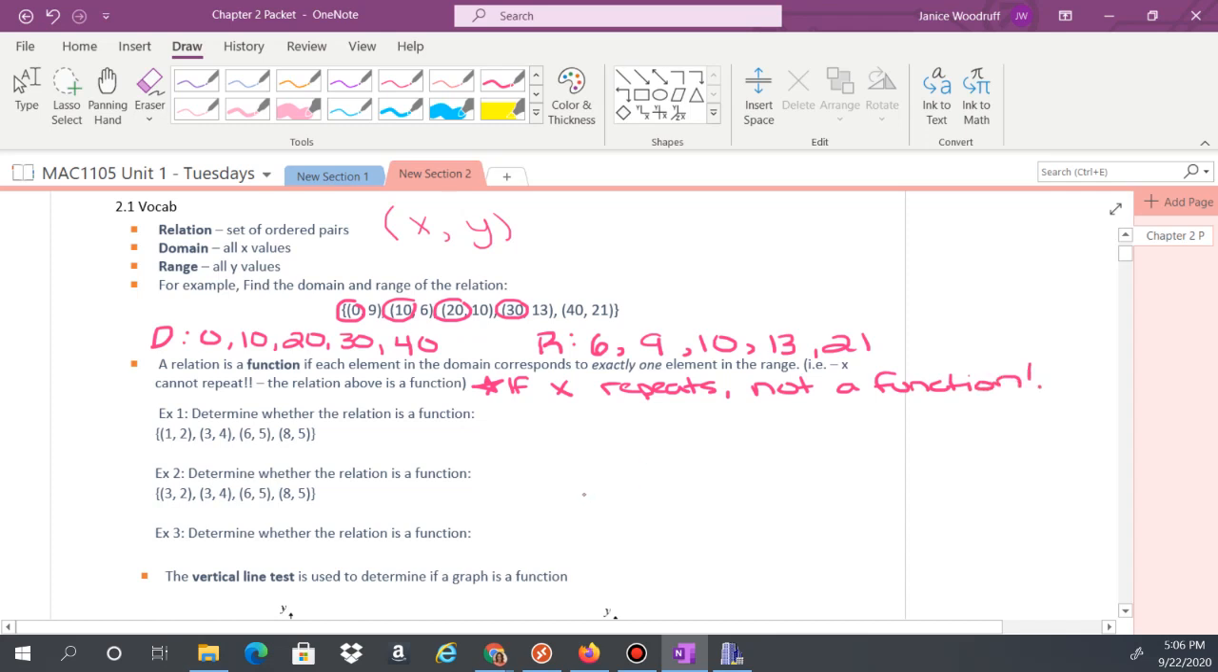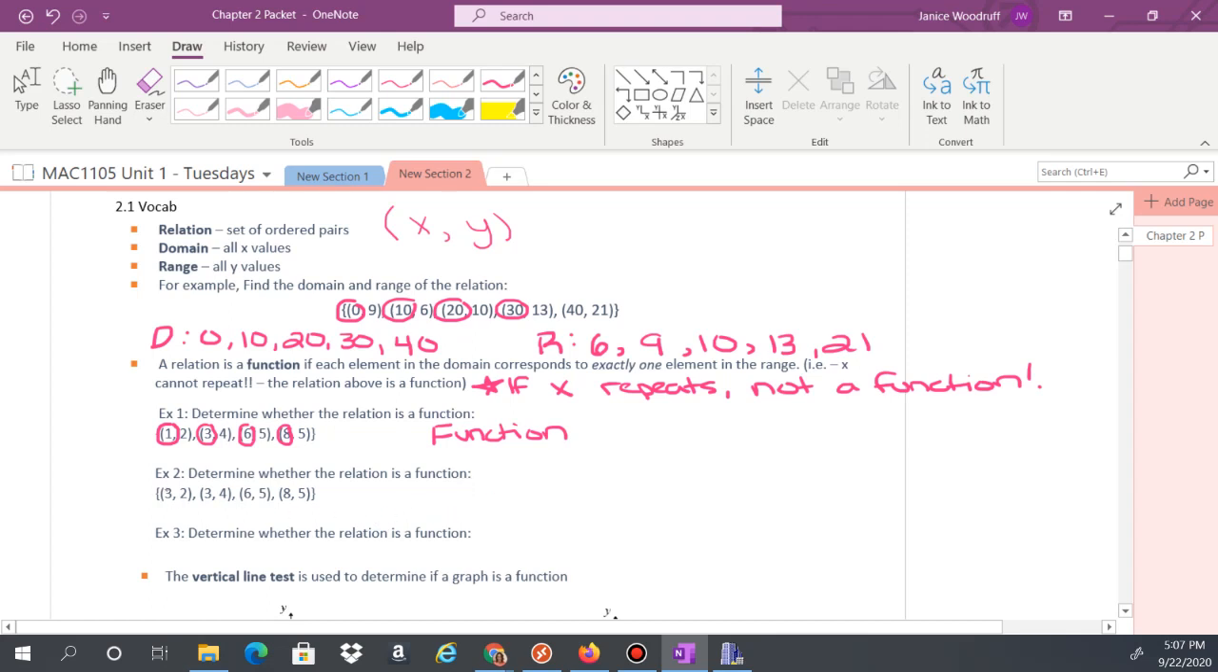Okay, so if we look at this example here, we're going to look at our x values. So we have a 1, 3, 6, and 8, and we say, do any of those values repeat? No, they do not, so the relation is a function. Okay, notice we do not even look at the y's at all. Okay, we're just looking at the x values.